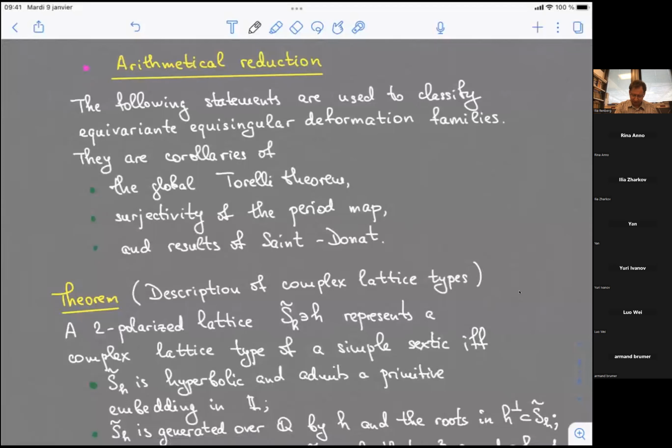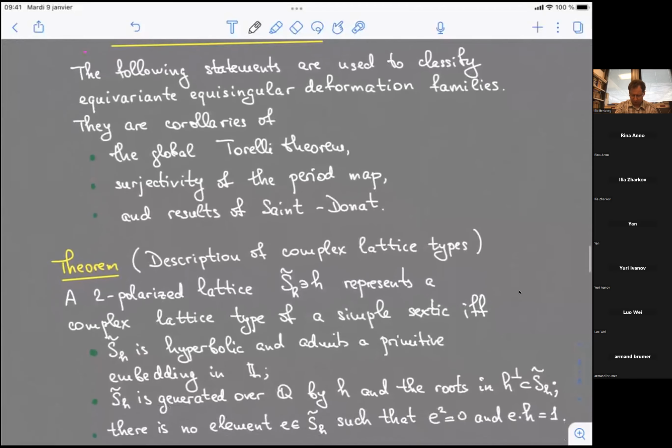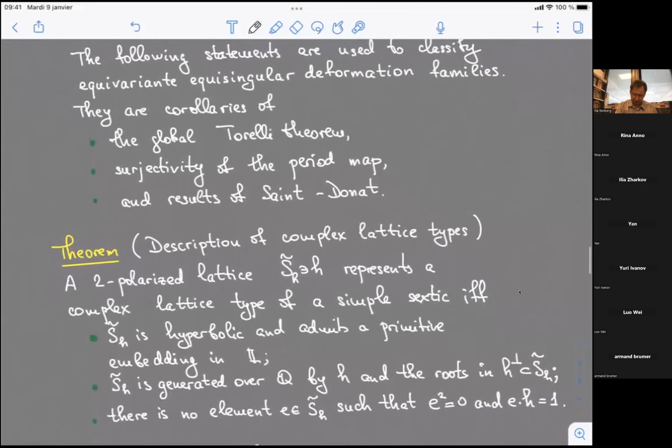one gets, first of all, a description of complex lattice types. So the description is as follows. So this is really a standard corollary of the above mentioned package. So one can describe, this description is not really explicit, as we will see, but nevertheless, in this statement, the description is as follows.